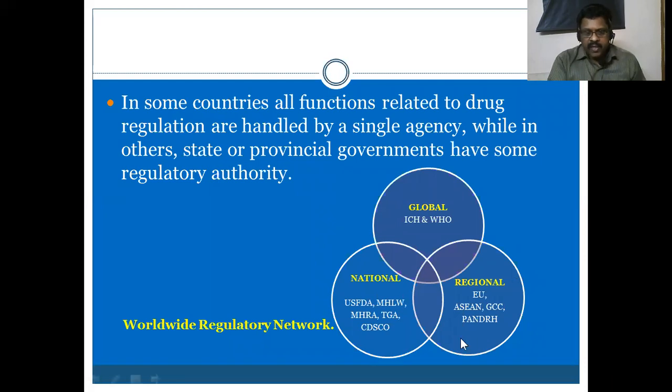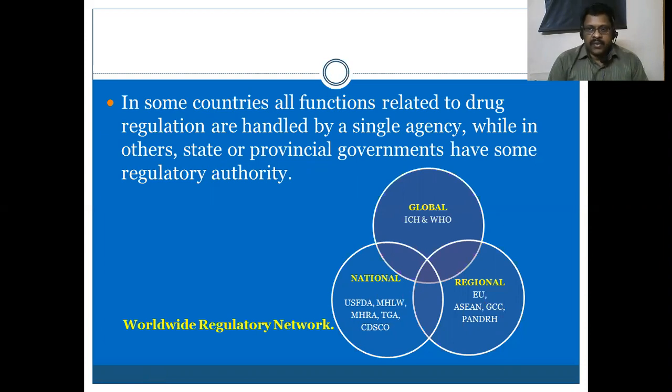What is the national-wise, regional-wise difference? Many countries regionally join and form some associations, so they mutually interchange their inventions and regulatory guidelines between them. A well-known example is the European Union. We had a wide discussion in our classroom about the European Union.